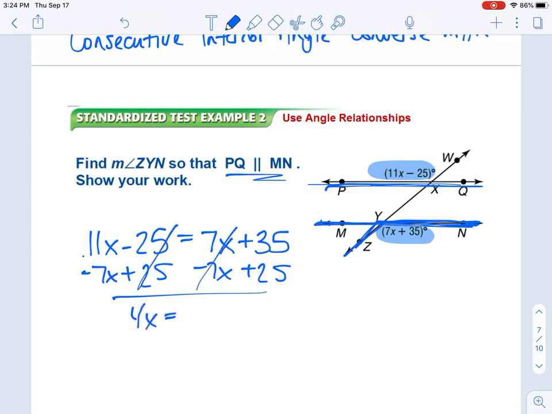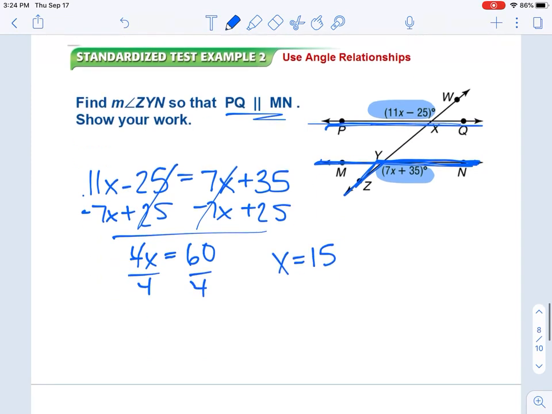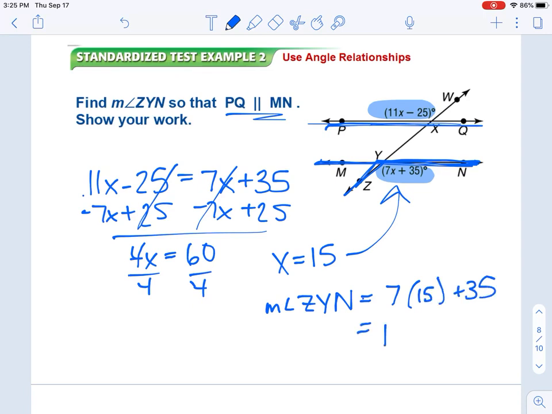We get 4x equals 60. So x will equal 15. Now we're not done. We have to plug it back in. So to find the measure of angle ZYN, we have 7 times 15 plus 35. 7 times 15 is 105. So the measure of our angle ZYN will equal 140 degrees.